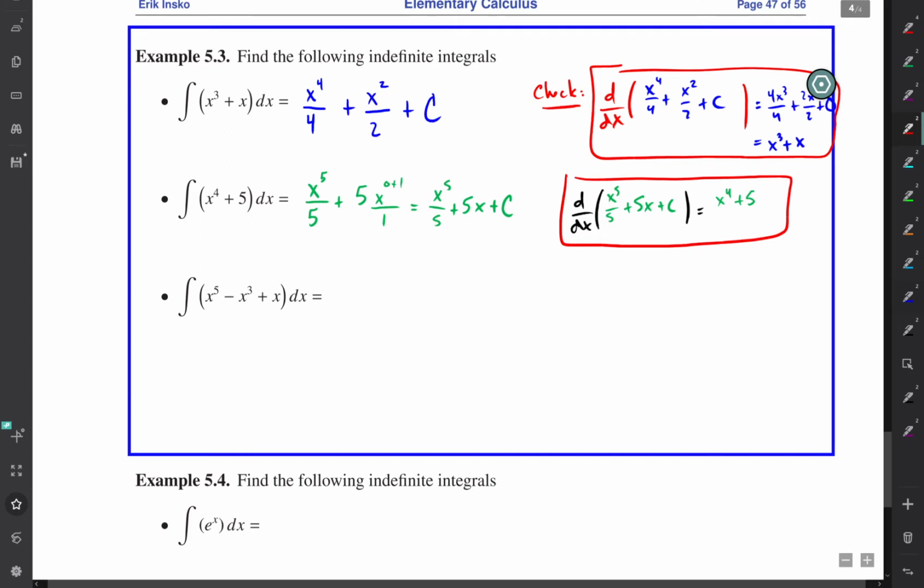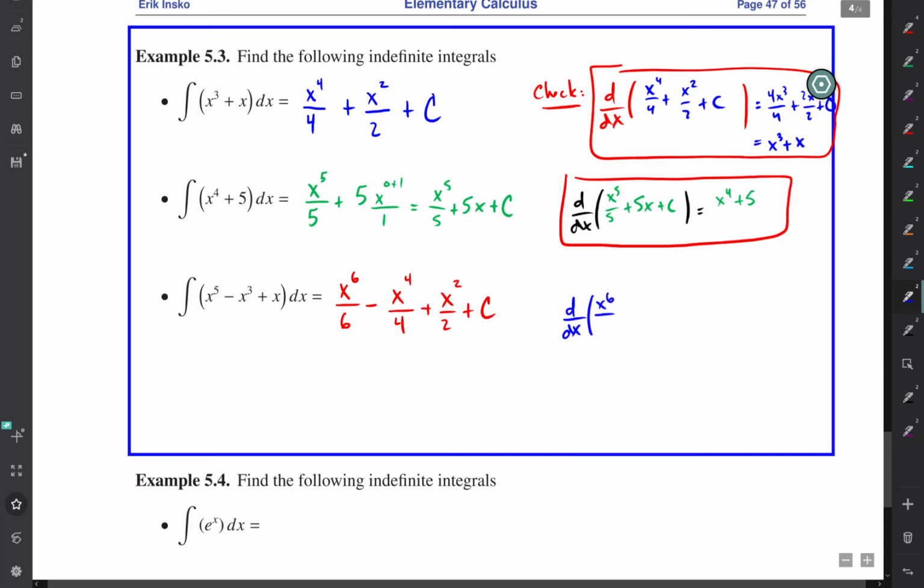Let's do x to the 5th will be x to the 5 plus 1 is 6 divided by 6 minus x to the 4th divided by 4 plus x to the 1 plus 1 is 2 divided by 2 plus your constant of integration.